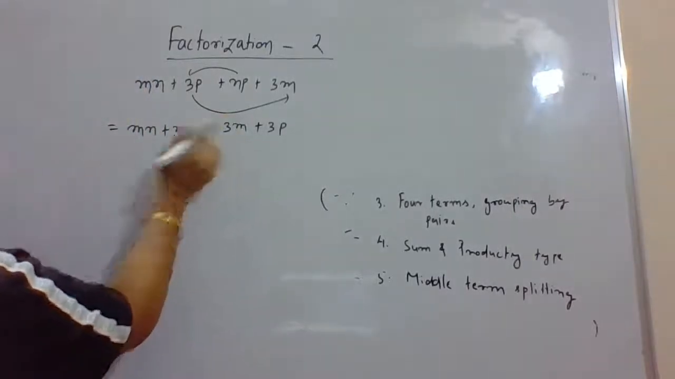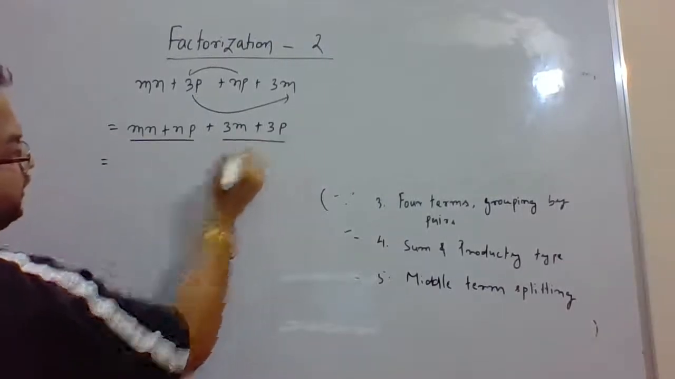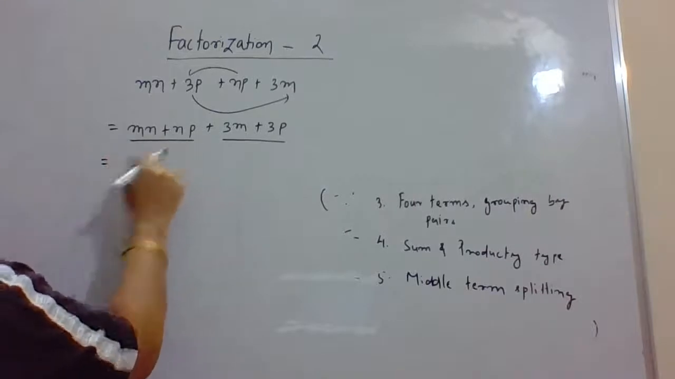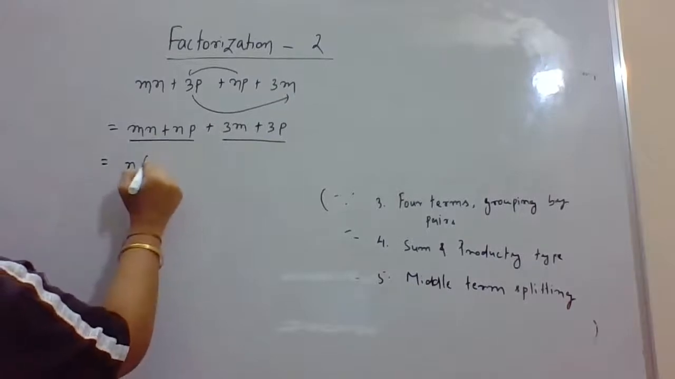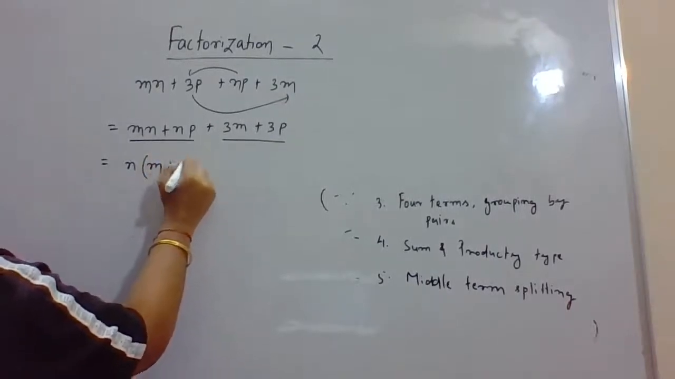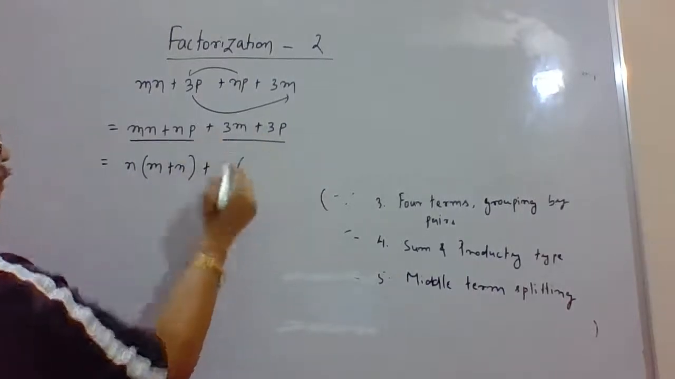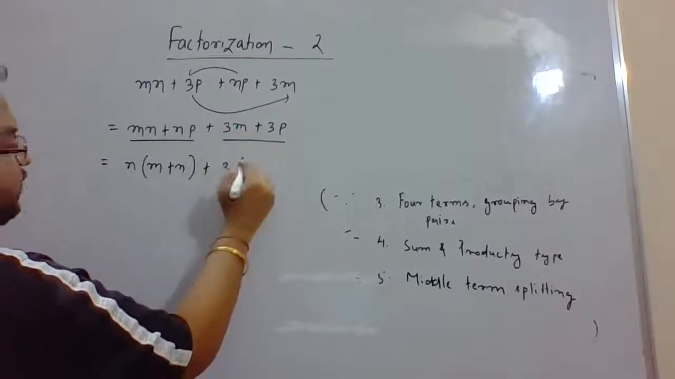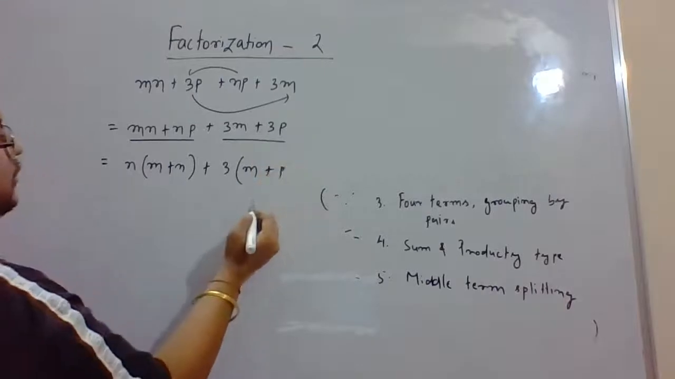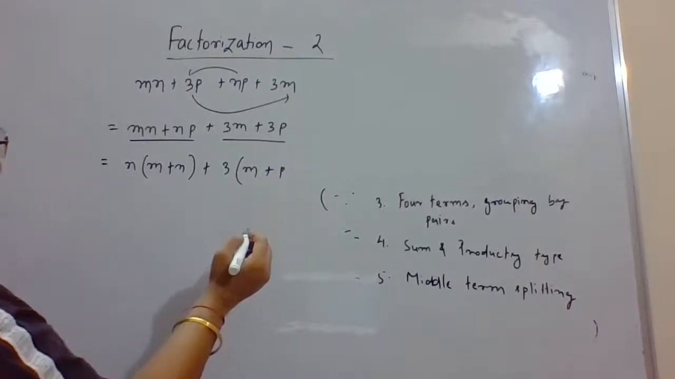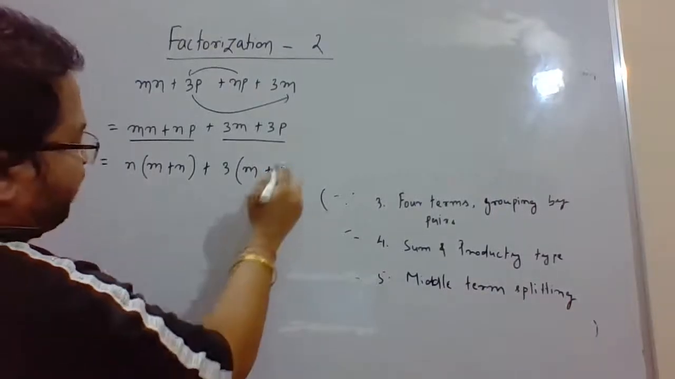So if I reshuffle it like this, I'll take these two as the first pair, these two as the second pair. Between these two terms, the common factor is n, so the remainder would be m plus p. Between the third and fourth term, if I take 3 as the common factor, I get 3m by 3 is m, 3p by 3 is p. Okay, so this would also not work here.